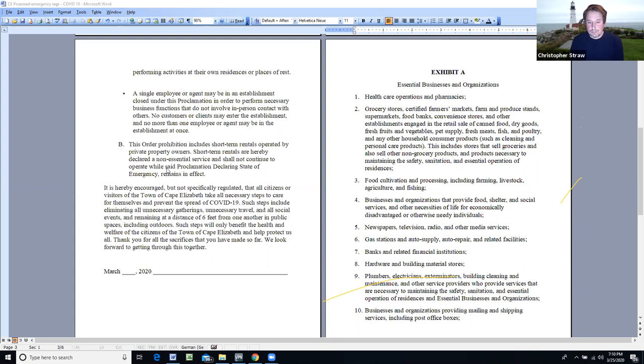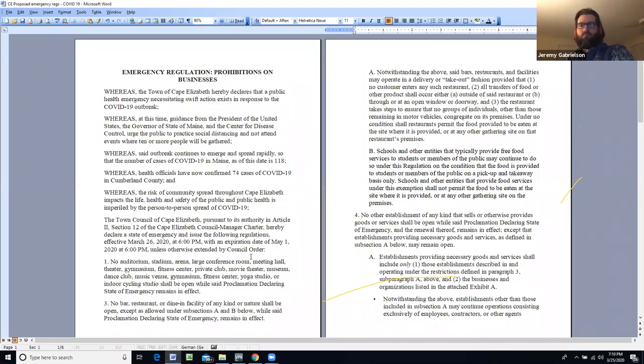So I'm going to move an amendment to my motion to add to the last paragraph of the order. The last paragraph begins, "It is hereby encouraged but not specifically regulated that all citizens or visitors of the town of Cape Elizabeth take all necessary steps to care for themselves and prevent the spread of COVID-19." I would add a sentence after that to note residents are strongly recommended to, Chris, do you have that language handy from Portland? Yeah, hold on a second.